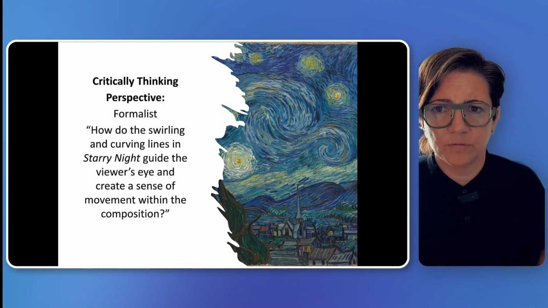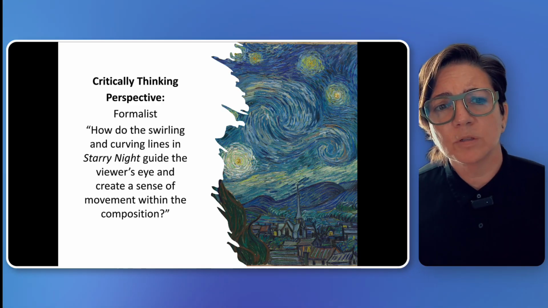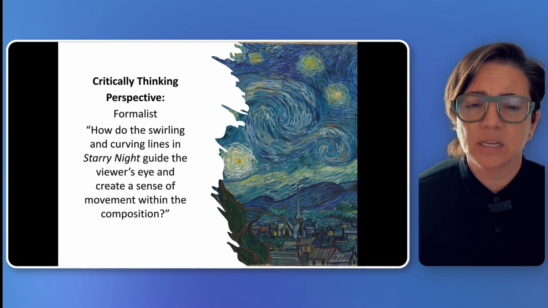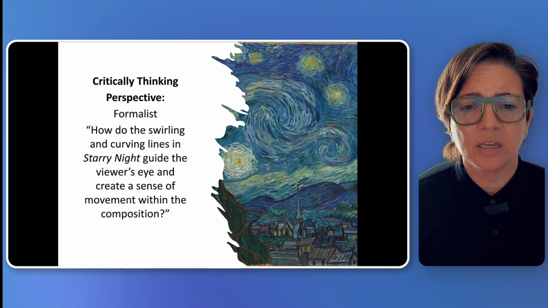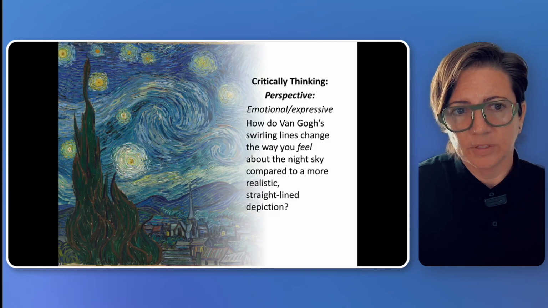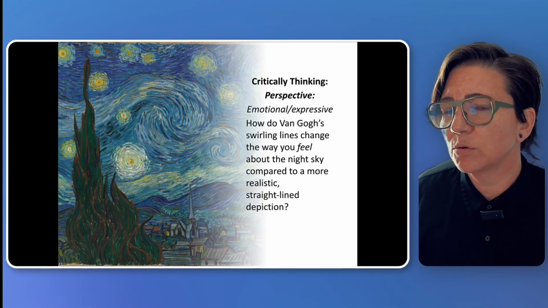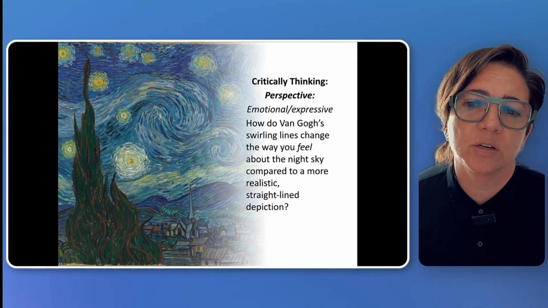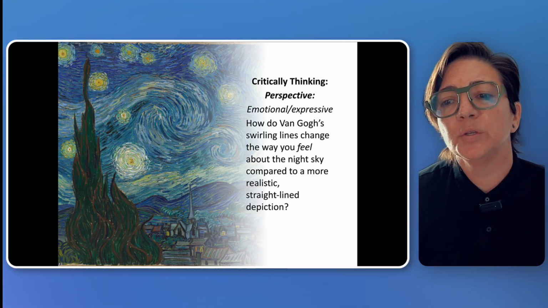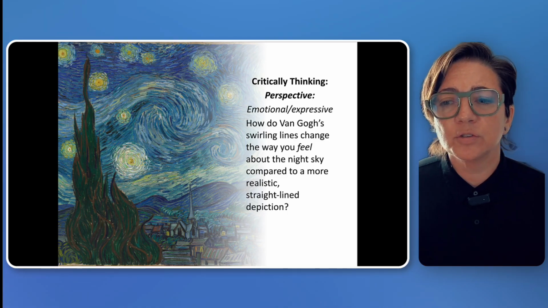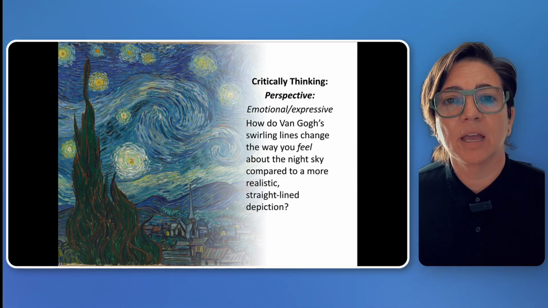In our first one, if you remember Starry Night, our formalist perspective was, we asked the question, how do the swirling and curving lines in Starry Night guide the viewer's eye to create a sense of movement within the composition? If we were to change that perspective to a more emotional, expressive perspective, we would ask, how does Van Gogh's swirling lines change the way you feel about the night sky compared to a more realistic straight line depiction?